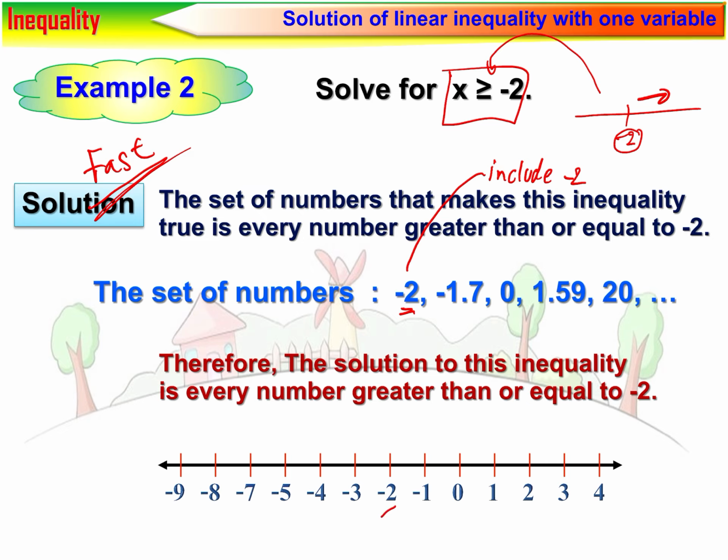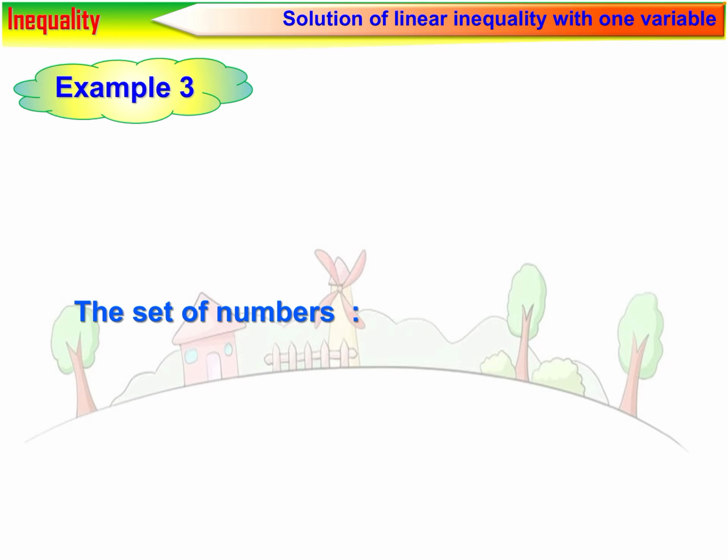So draw a number line. Don't forget that on your number line you need to have negative 2, because it is equal to negative 2, so include negative 2. You use what we call a closed circle, and then greater than goes to the right hand side like this.